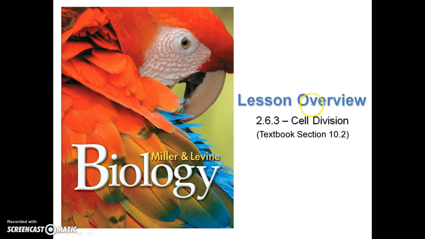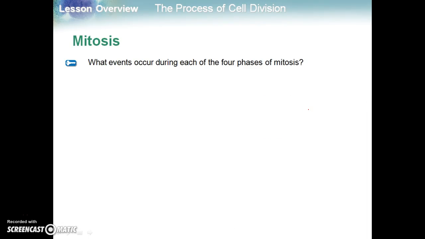Welcome to lesson 2.6.3 on cell division. This can also be found in your textbook in 10.2. One of our two overriding questions today is what events occur during each of the four phases of mitosis. Most of you know that the four phases are prophase, metaphase, anaphase, and telophase, but what are the events going on there?